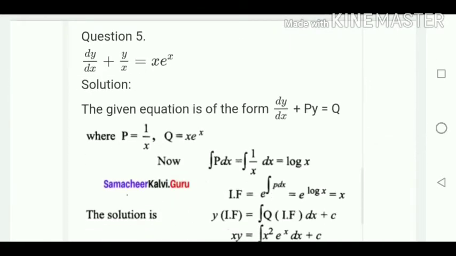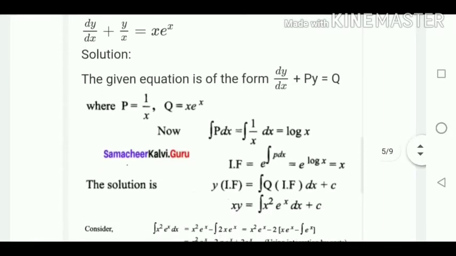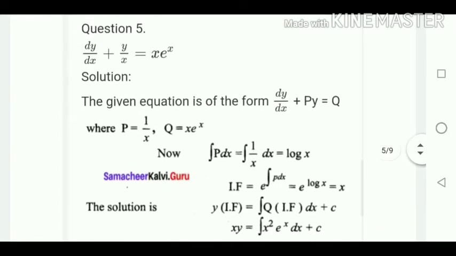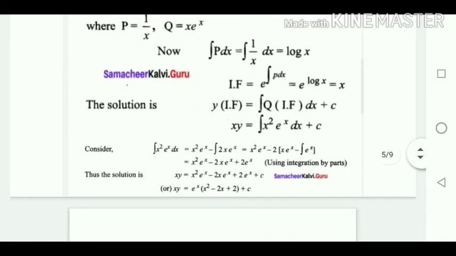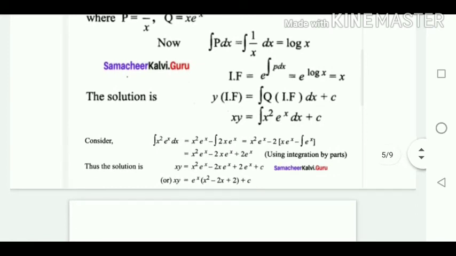Question number 5. dy by dx plus y by x equal to x e power x. The given equation is of the form dy by dx plus py equal to q. Here the coefficient of y in the second term is p equal to 1 by x, and q equal to x into e power x. So find the integration of p dx. So p dx becomes integration of 1 by x dx. If you integrate 1 by x, we are getting log x.